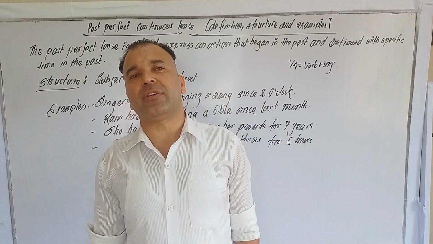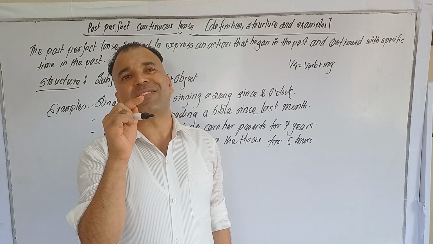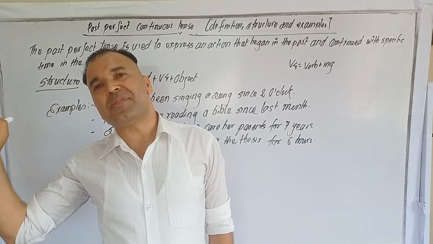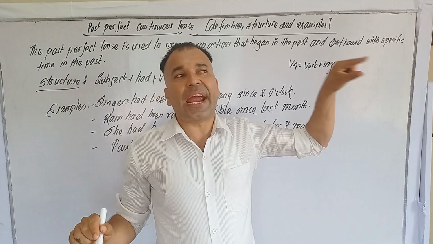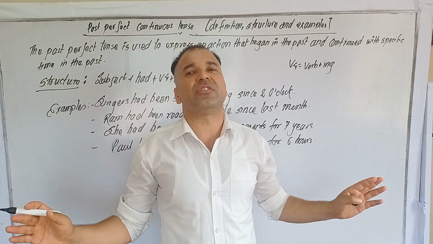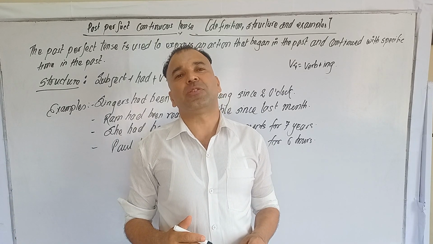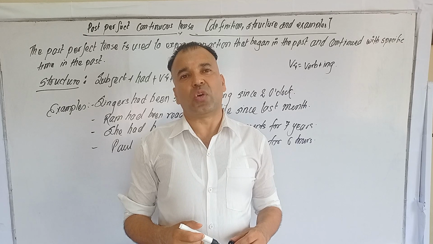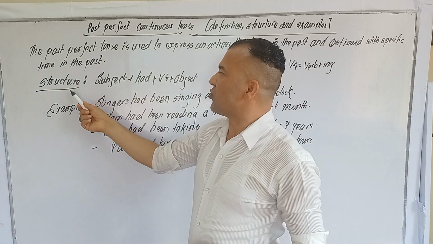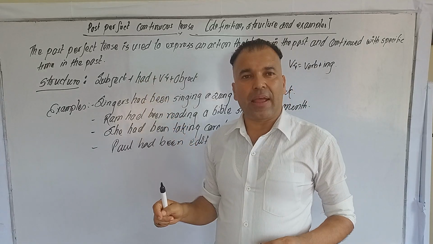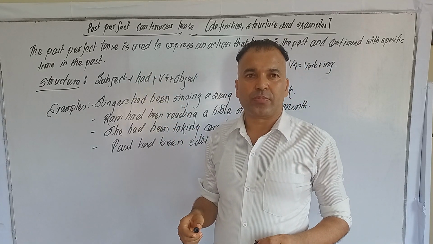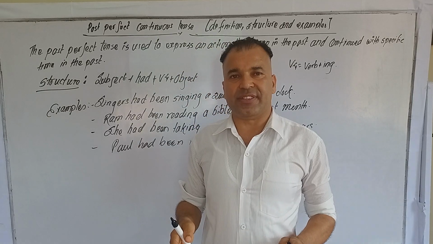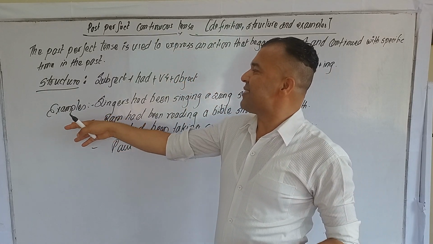So past perfect continuous tense is used for an action that began at a specific time in the past and continued to another specific time in the past. In this situation we have to use past perfect continuous tense. The structure is subject plus had plus been plus object. You have to use had been, where been is equal to verb plus ing. Alright. Okay, these examples are here.